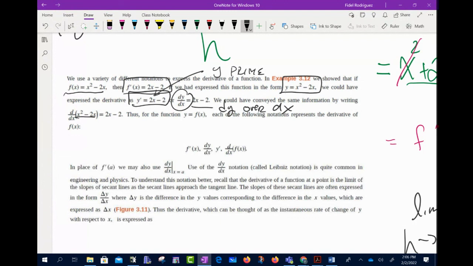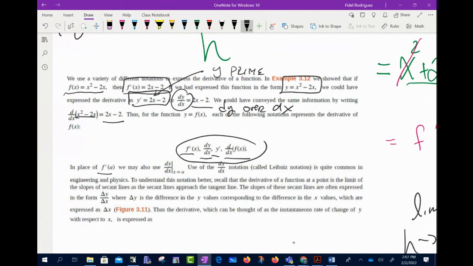The derivative of this function with respect to x is equal to 2x minus 2. These are just different notations, different ways of expressing the derivative, okay? They all mean the same thing: f prime of x, dy over dx, y prime, the derivative of f with respect to x. They all mean the derivative, okay?